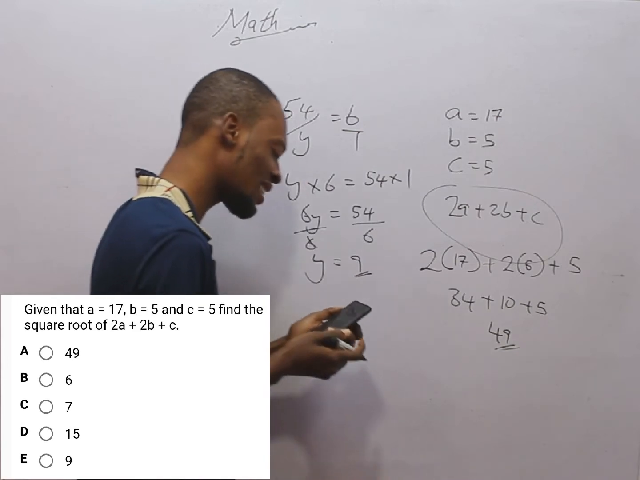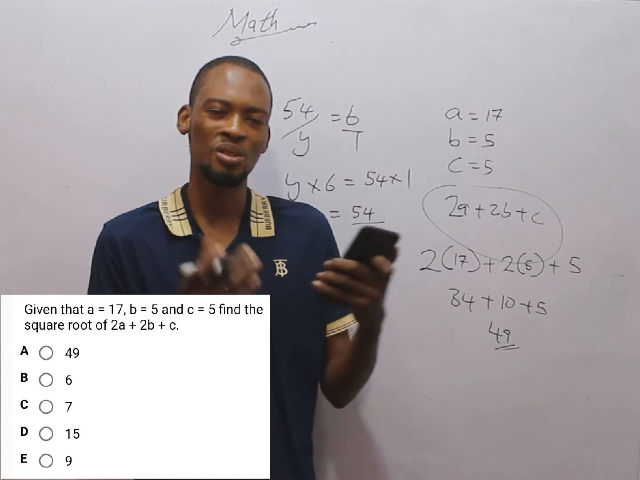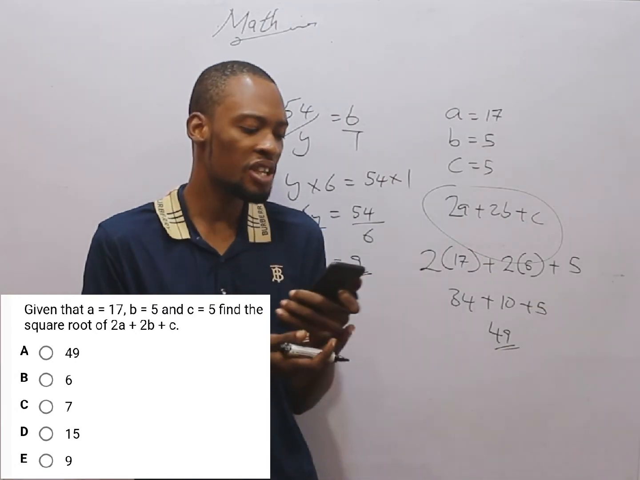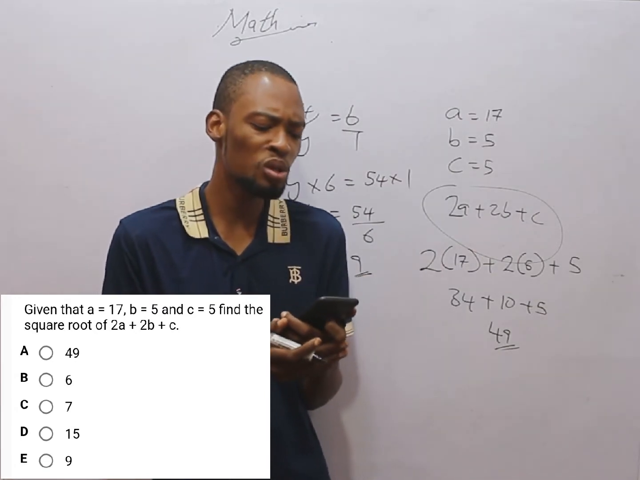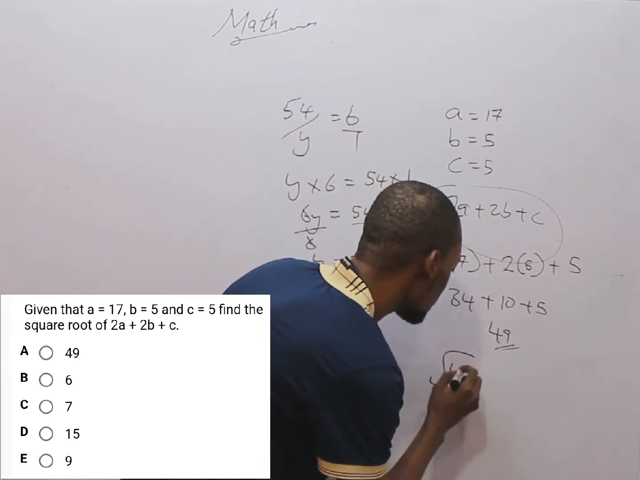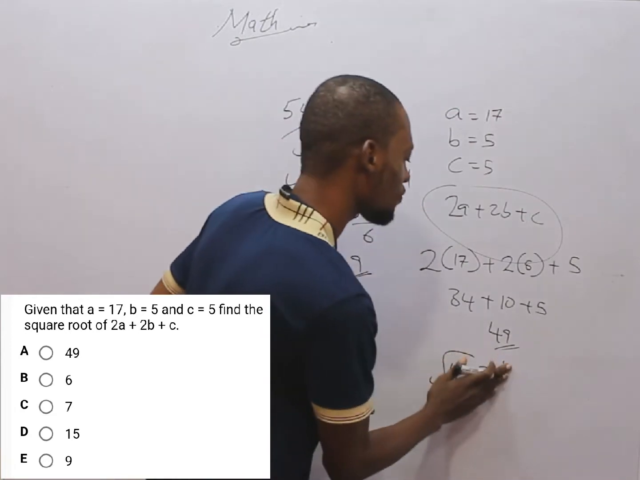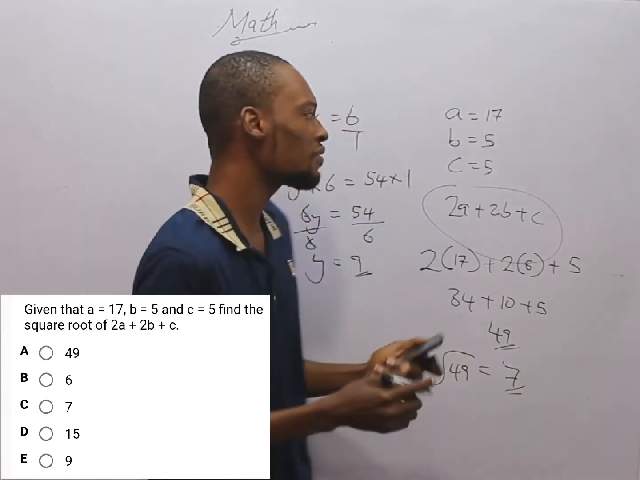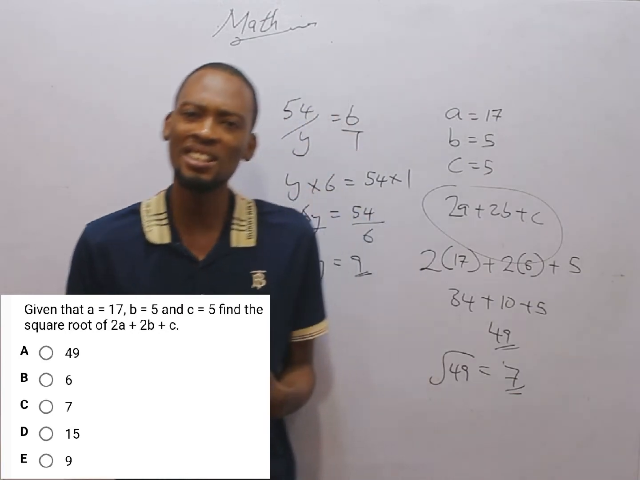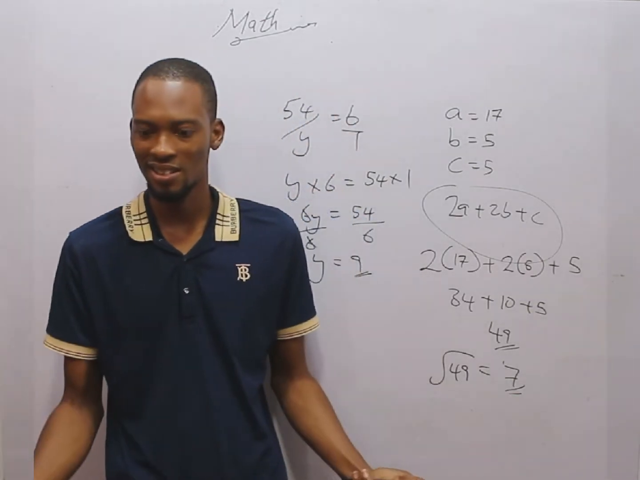49 is not the answer. Don't go to the options and choose 49. Don't be in a hurry. They say find the square root of the answer. So the square root of 49 is simply your answer, and that is 7, because 7 times 7 is 49. Take note of that. Don't rush into answers.